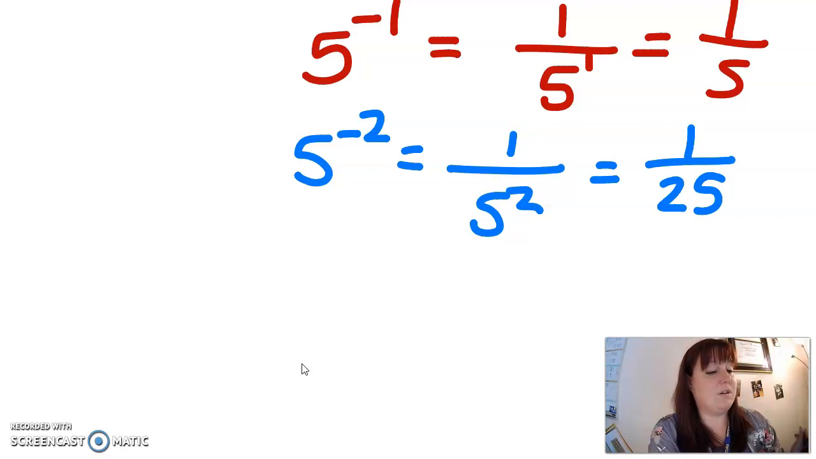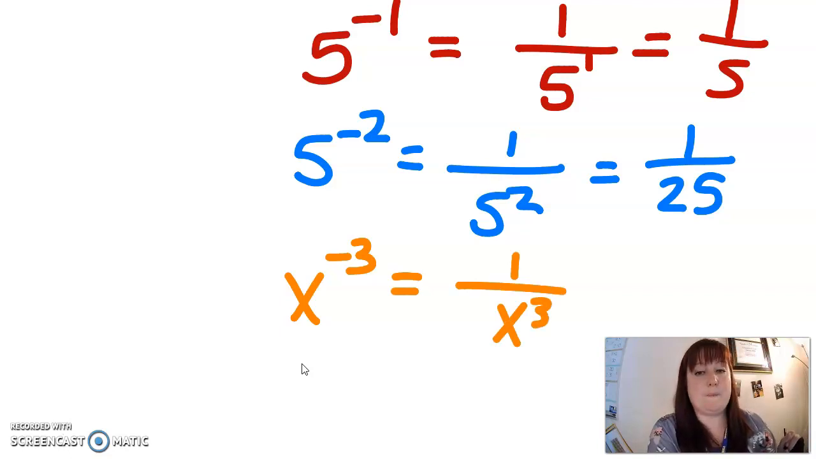It's the same for variables. X to the negative 3 would be 1 over x cubed. So there you go. There's all of our exponent rules.